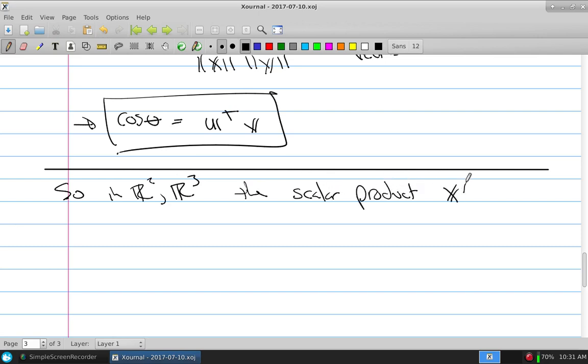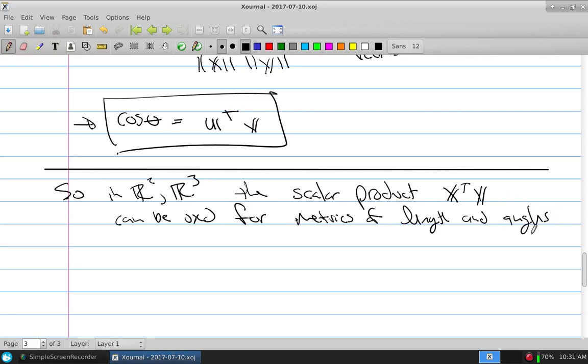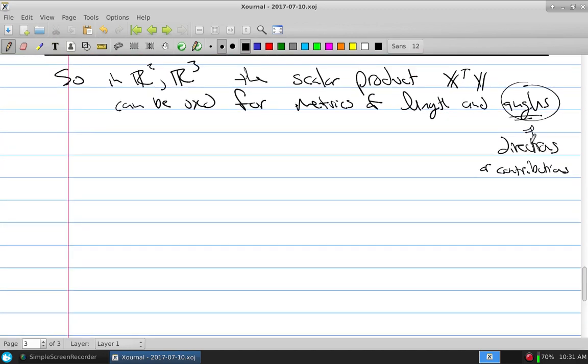The scalar product of X transpose Y gives metrics of length and angles, which is this idea of contribution or direction. Angles are probably the easier way of thinking about it. So if you have a vector x and a vector y, and you want to find angles or contribution, the scalar product is what we will use to do that.